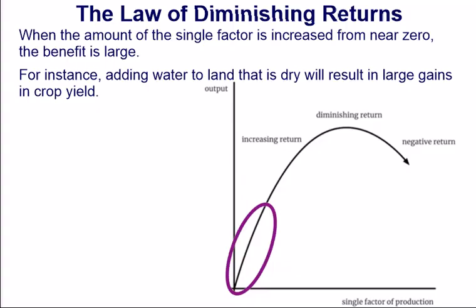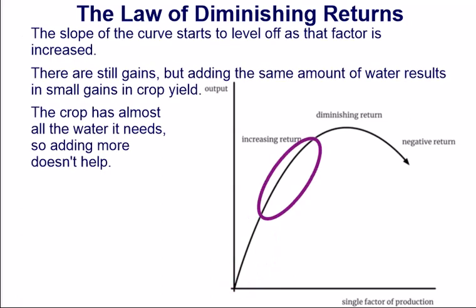When the amount of the single factor is increased from near zero, the benefit is large. For instance, adding water to land that is dry will result in large gains in crop yield. The slope of the curve starts to level off as the factor is increased. There are still gains, but adding the same amount of water results in small gains in crop yield. The crop has almost all the water it needs, so adding more doesn't help.